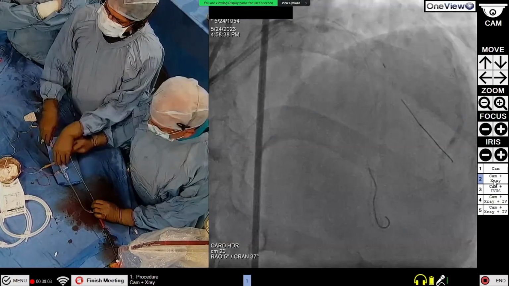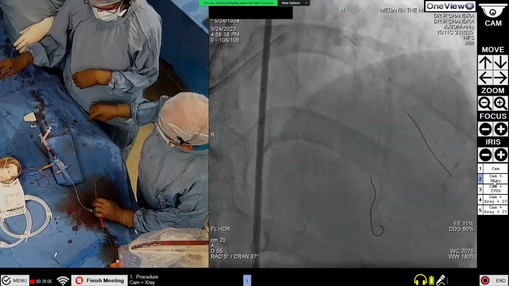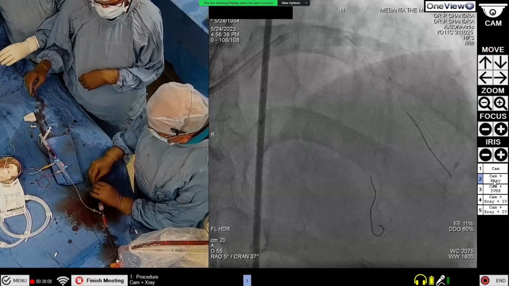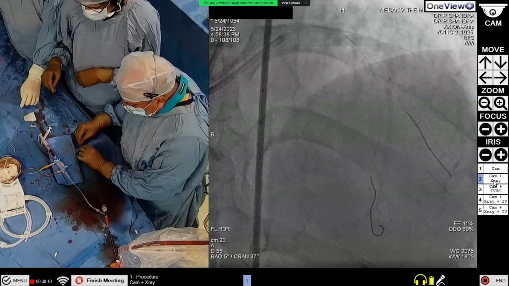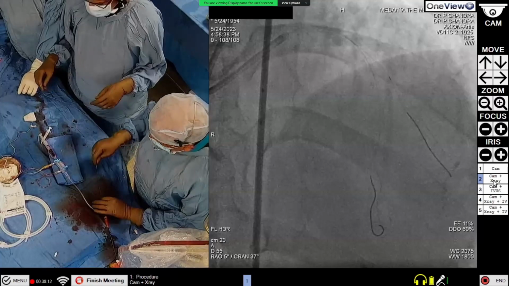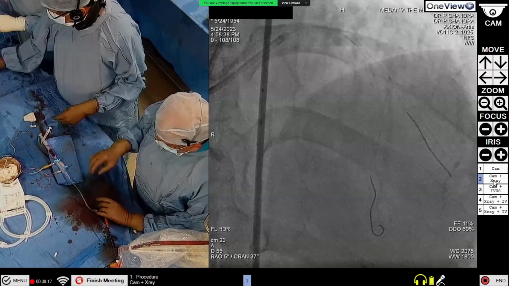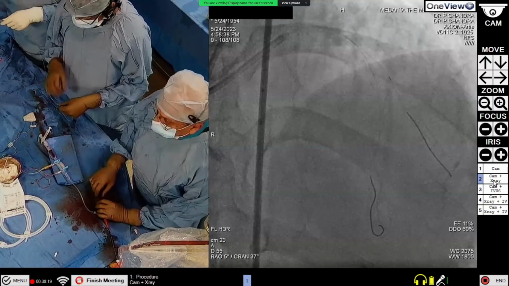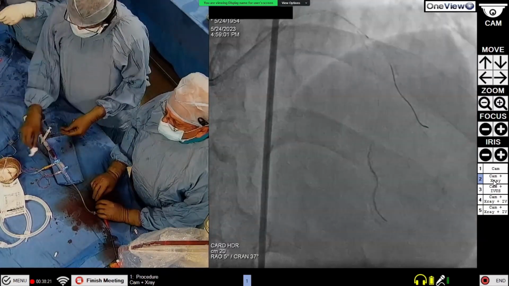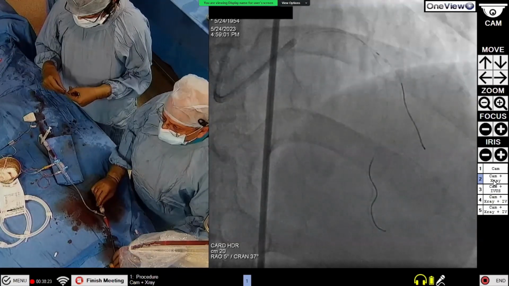Now we will see how it looks. First we should do IVUS and then decide on DEB. IVUS. But the good thing is that the physiology is restored completely.